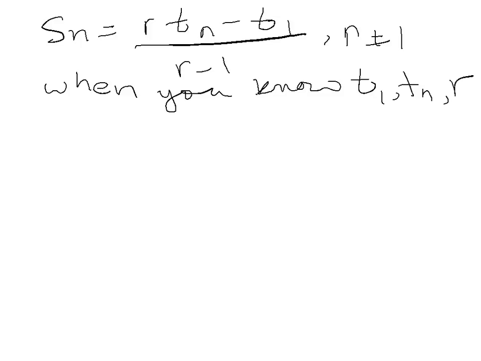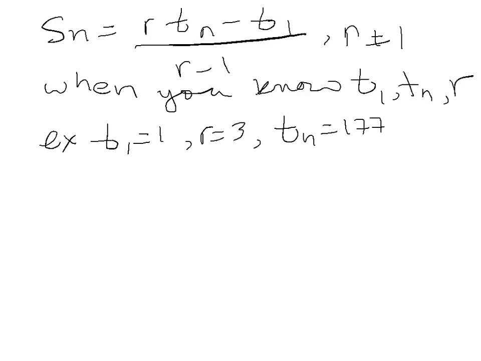Okay, so let's look at an example. Well, let's look at the above example here, the 1 plus 3 plus 9 plus 27 plus 81, and let's actually figure out what the sum of all those terms are. So we had, for the above example, T1 was 1, R was 3, and Tn was 177,147. But the problem is here we don't know what N is.